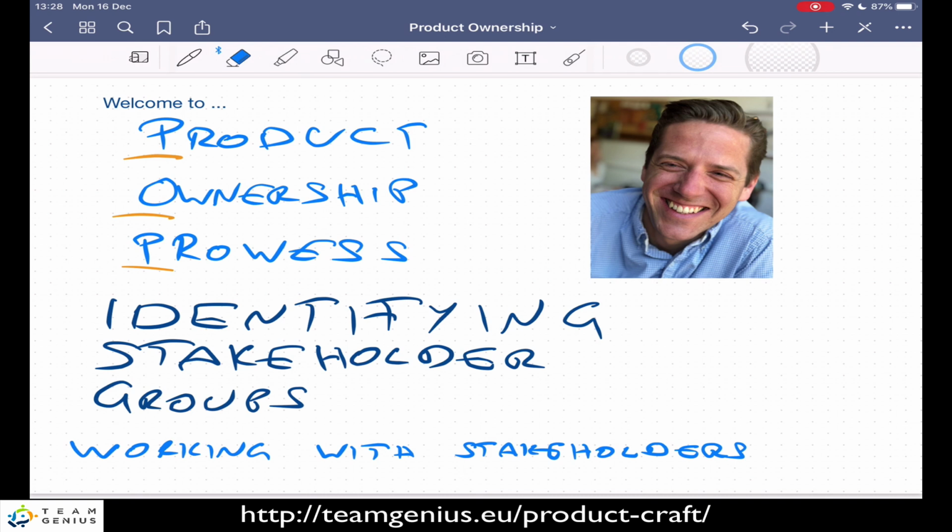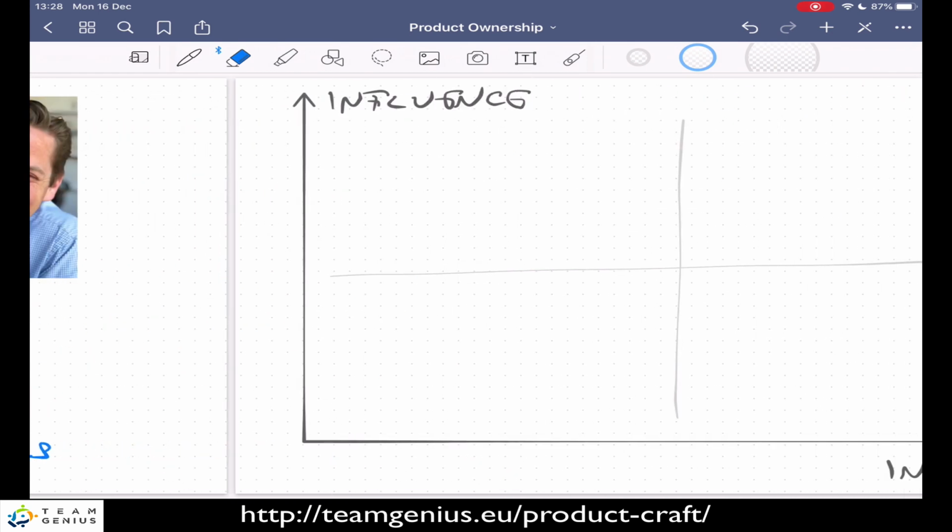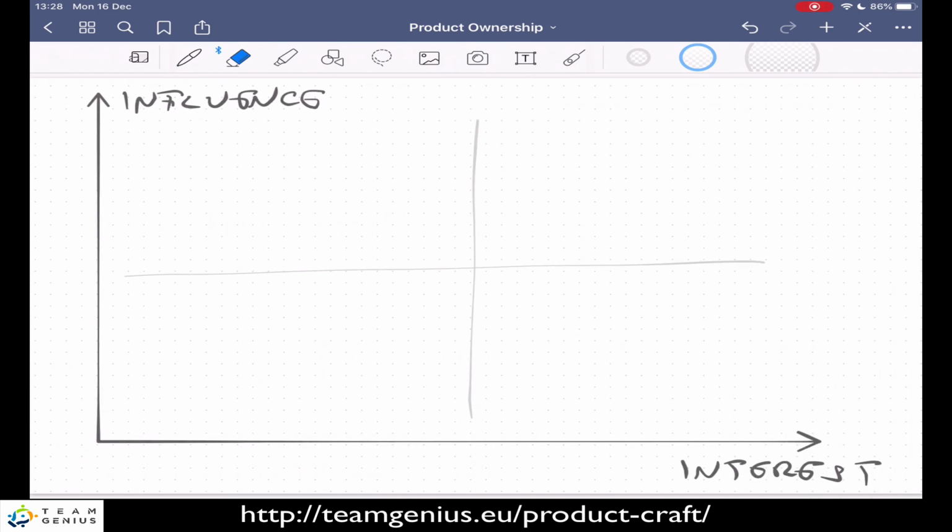We're going to look at identifying stakeholder groups in a chapter around working with stakeholders. A very useful tool is the power versus interest grid. I've just come to call this influence versus interest grid. So we have some people in the organization or related to the product that have high influence over the fate of our product, if you will. And we have some areas that have varying degrees of interest in the product that we are working on.